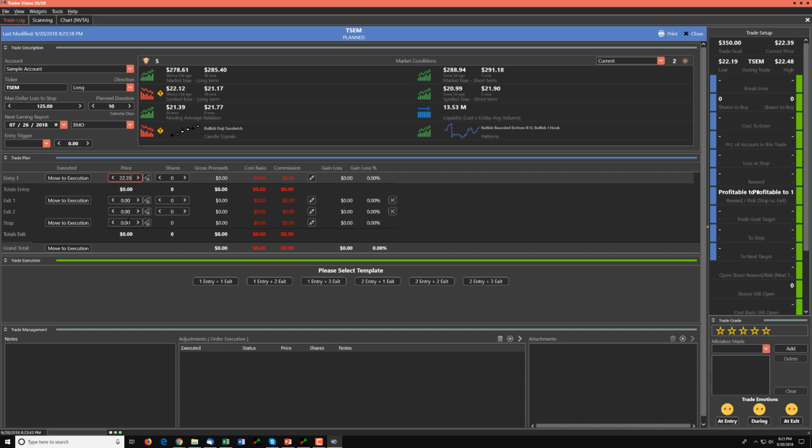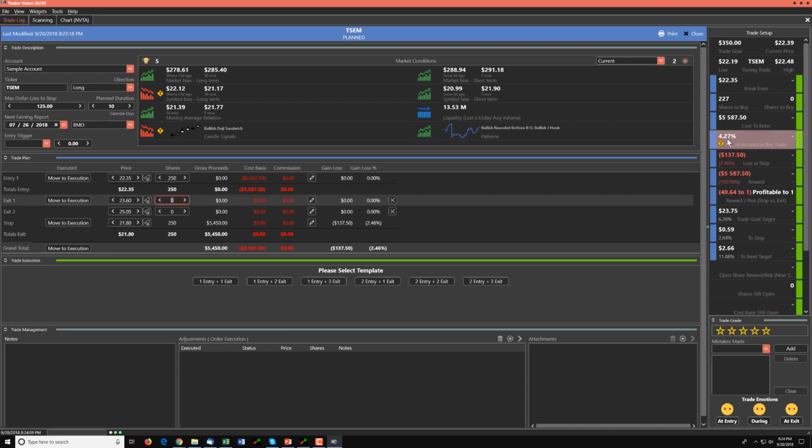22.35 was the entry. The stop was 21.80. The first target was 23.60 and 25 and a nickel. Let's make it 250 shares. It's a little bit big, but I'm going to let it slide. It's only $137 worth of risk if we're stopped out.